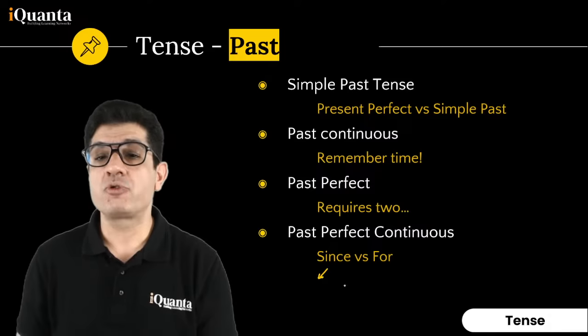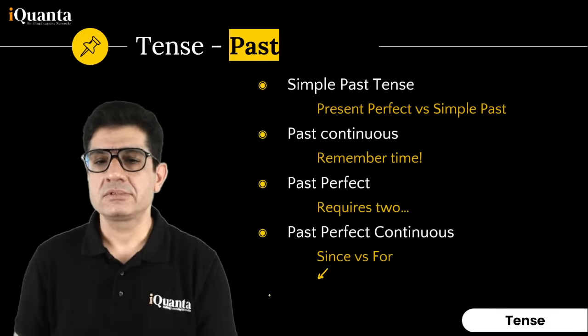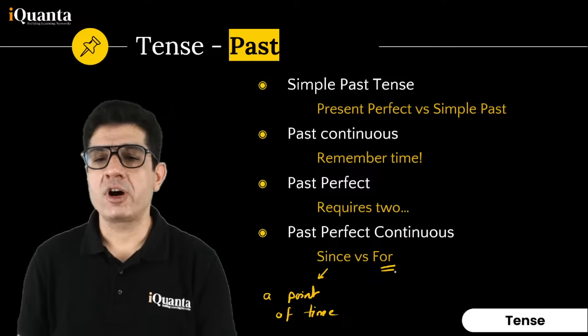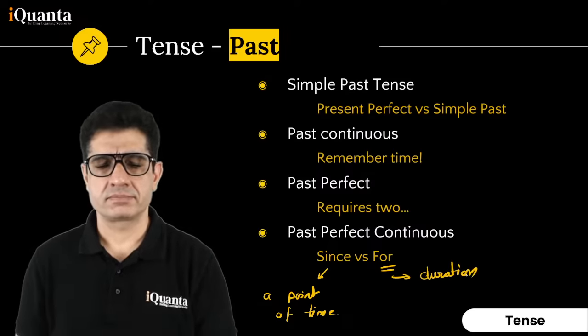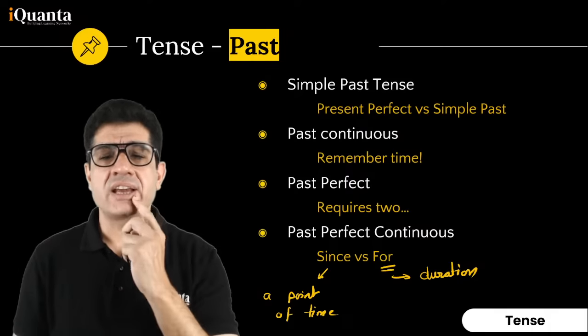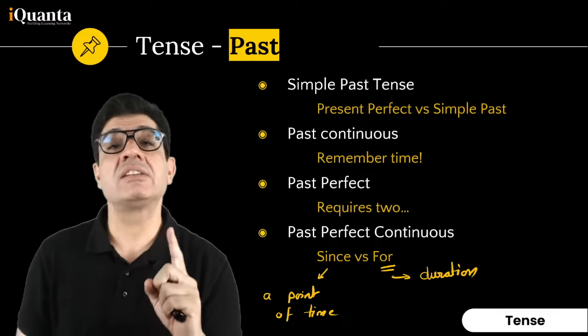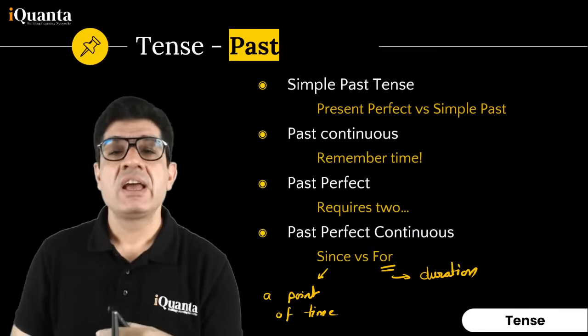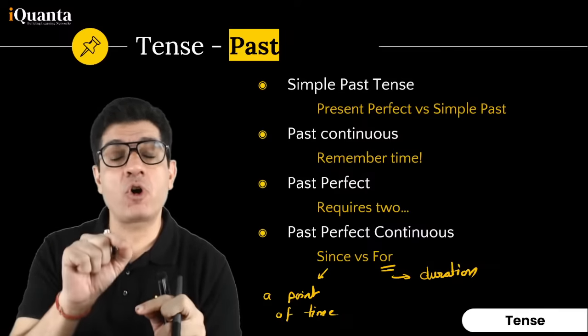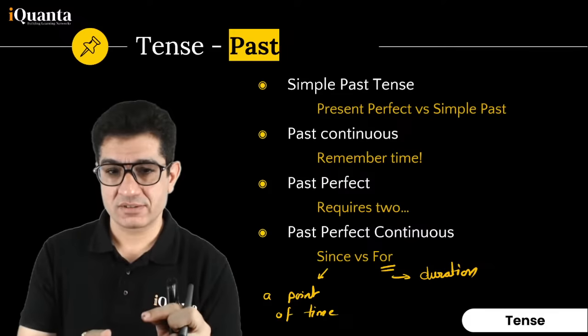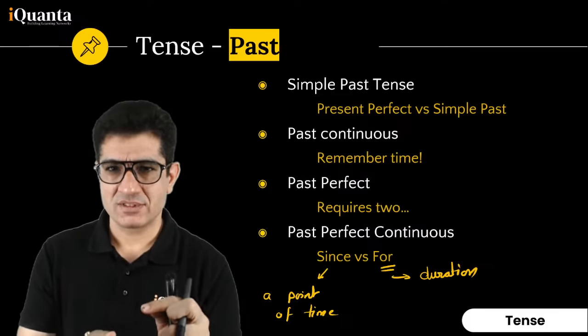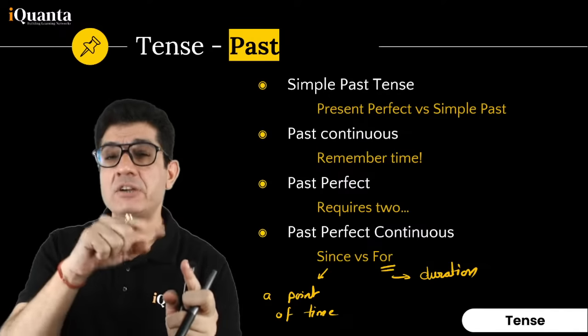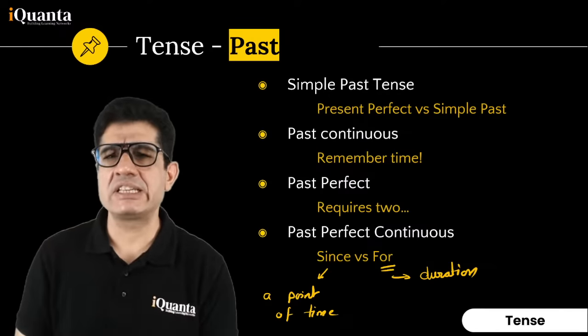Since is used for a point of time, whereas for is used for the duration. Okay, so I'd say I have been studying since morning. I have been studying for 10 hours. Okay, so since morning, but for 10 hours. So that distinction, please keep that in mind.